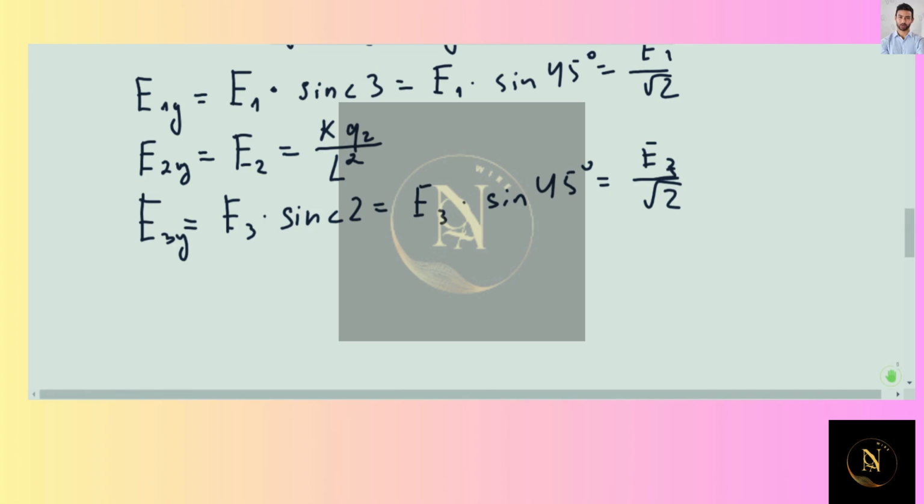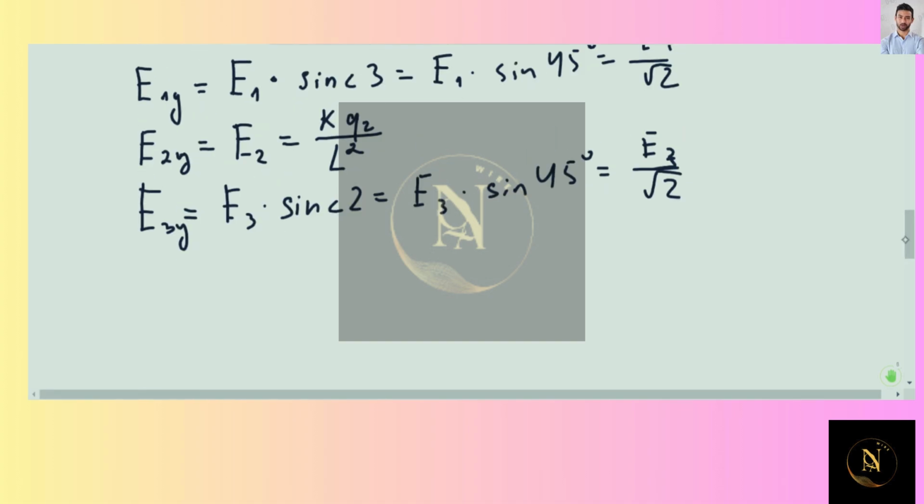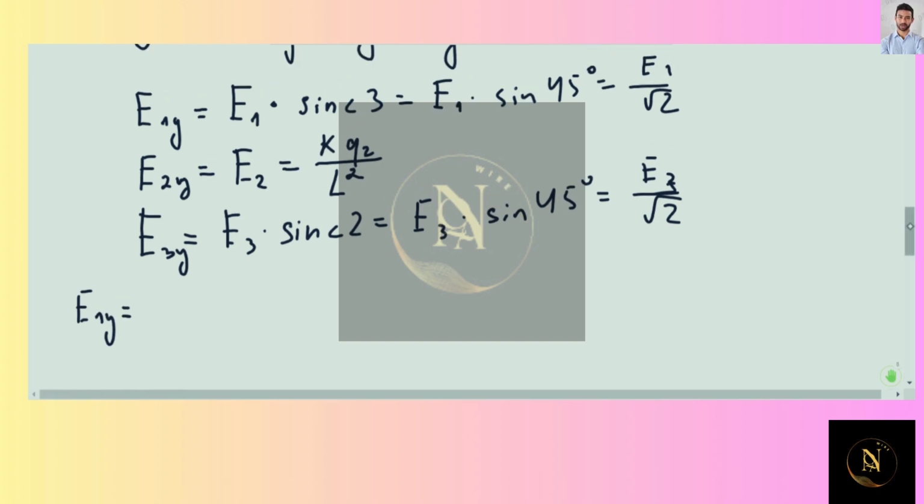So now let's continue. Let's complete this calculation. Again, we have to finish the calculation of E1y. It equals E1 over square root of 2. Or frankly speaking, it's easier to do it in a slightly different way.